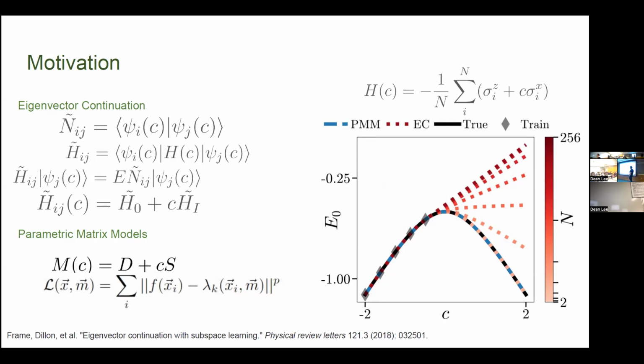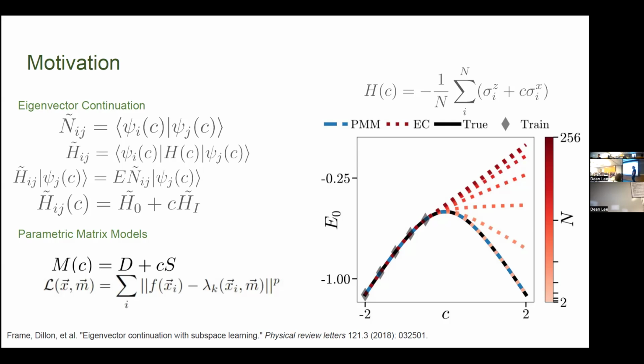We chose a simple Hamiltonian PMM where the first term is a diagonal matrix and the second term is a symmetric matrix, and we fit its eigenvalues to data. So we tested both methods on this Hamiltonian that is a sum of non-interacting spins as a function of this coupling constant C. And we fit it on different system sizes of this Hamiltonian.